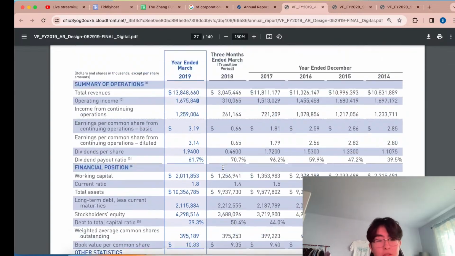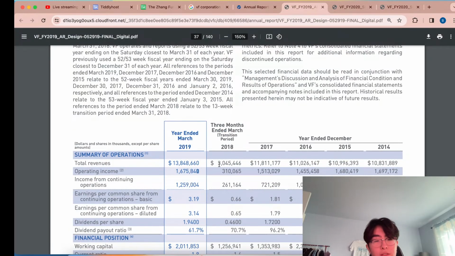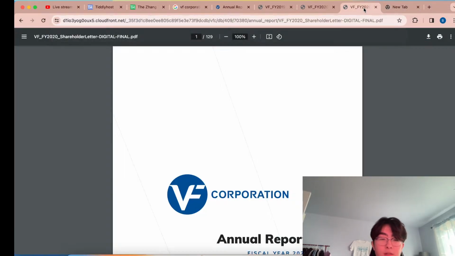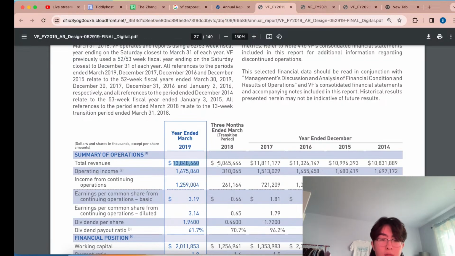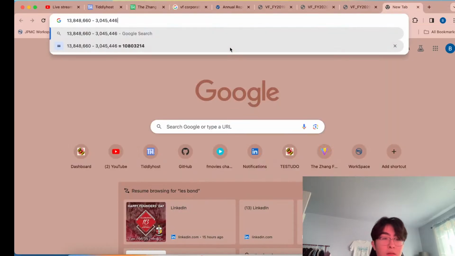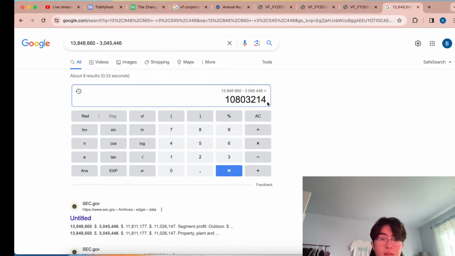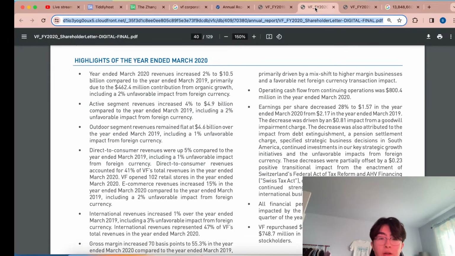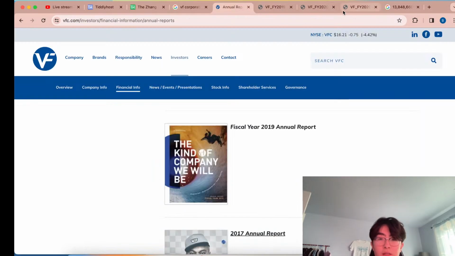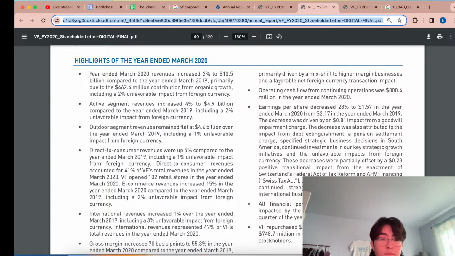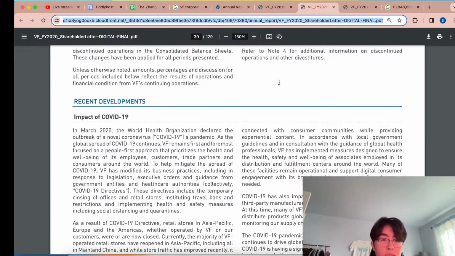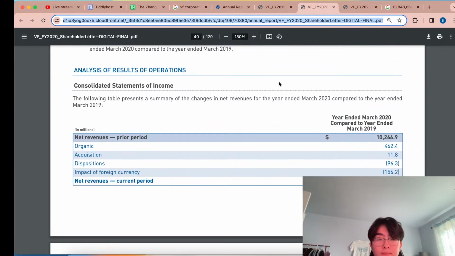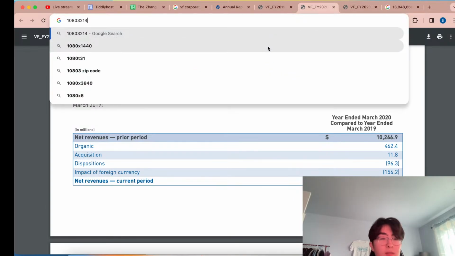So does that mean we should subtract whatever this is? So let's take a look to get minus $10,830.02. So is that what is being reported here? No, it's not.